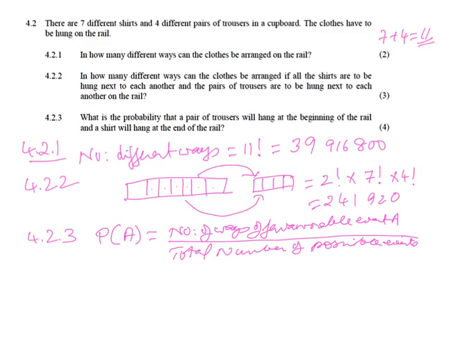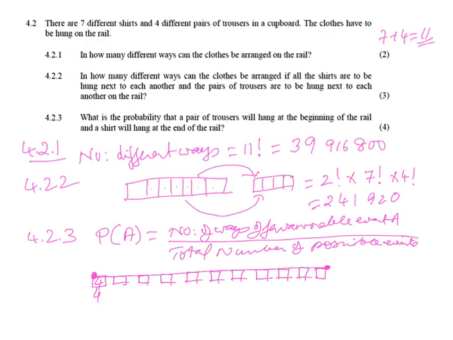Now here, what is the event? The event here is the beginning is a trouser. I am hanging them, and the first one is a trouser, and the last one is a shirt. So I have a rail here. Remember, there are 11 of them. So if I draw them here, 1, 2, 3, 4, 5, 6, 7, 8, 9, 10, 11, the first and the last one of the rail. My first one has to be a trouser. How many choices do I have for the trouser? There are 4 choices for the trouser. It can be any one of them.